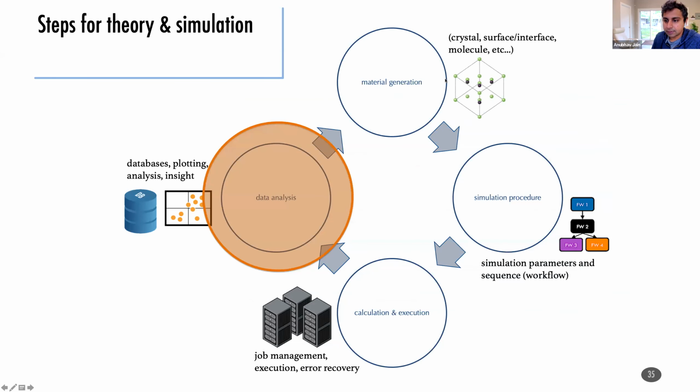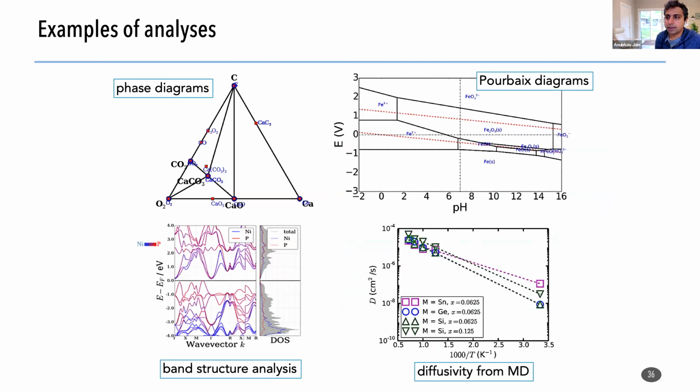So finally, once you've done the geometry, you've done the procedure for the calculation, you've actually executed the calculations, there's the data analysis part. And I won't talk in much detail about it, but you can use the PyMatGen code again, and you can generate things like phase diagrams and Pourbaix diagrams, diffusivity estimates and things from these various codes.